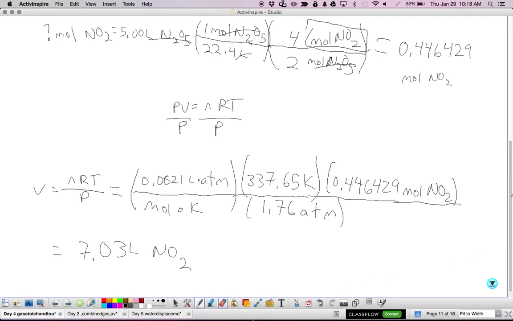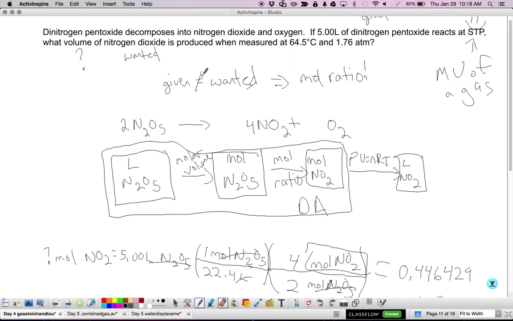Okay. So this, again, is a very standard gas stoichiometry problem. Good luck.